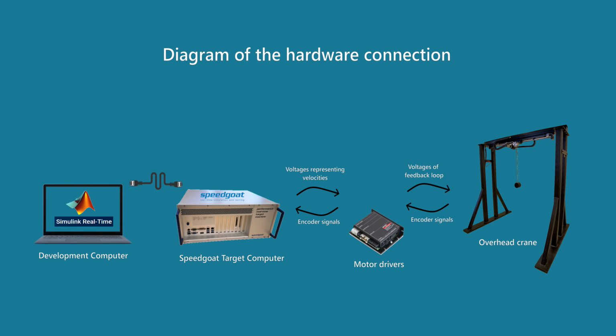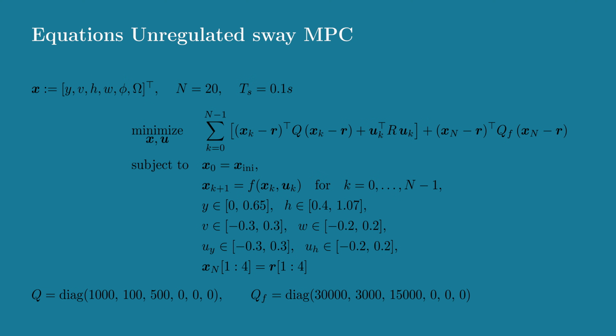On the development computer, we formulate the controller using the Impact toolchain. Impact exports this as a Simulink block, which we integrate into our real-time control diagram. This diagram is compiled and deployed onto a Speedgoat target computer. The Speedgoat sends voltage commands representing the desired velocities to the motor drivers, which actuate the cart and the hoist. In return, encoder signals close the feedback loop all the way back from the crane through the motor drivers to the Speedgoat.